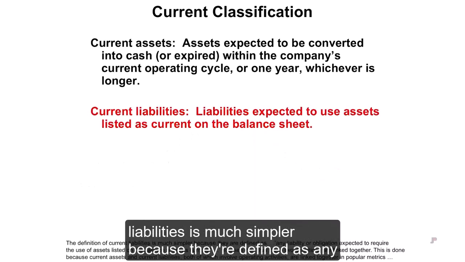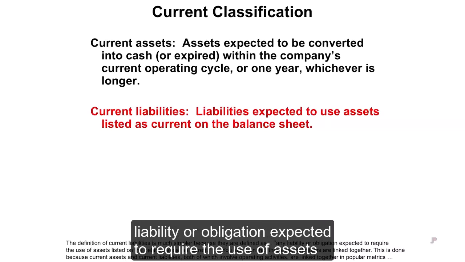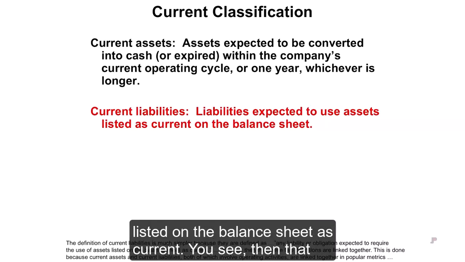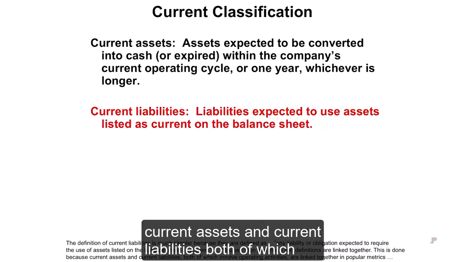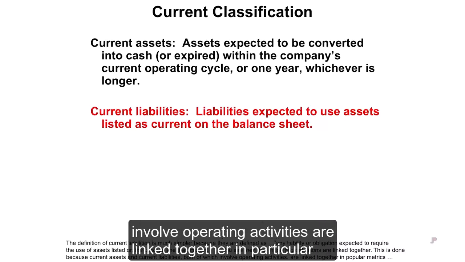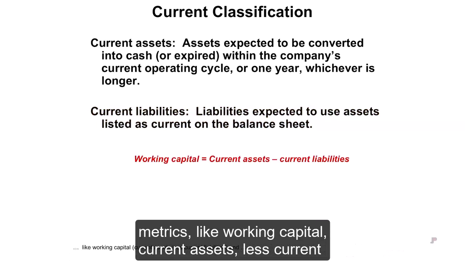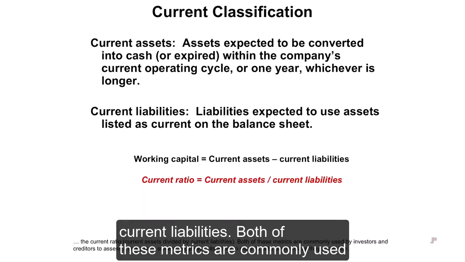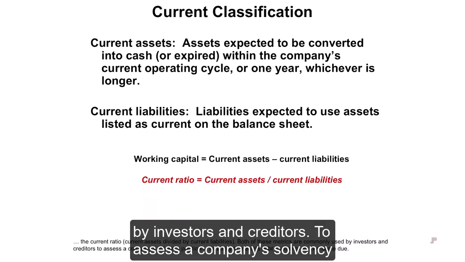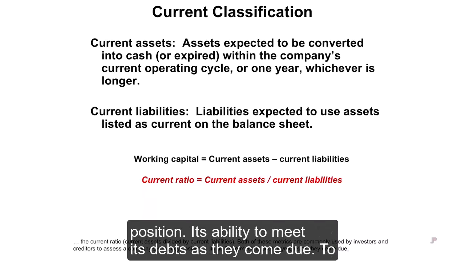The definition of current liabilities is much simpler because they are defined as any liability or obligation expected to require the use of assets listed on the balance sheet as current. You see then that these two definitions are linked together. This is done because current assets and current liabilities, both of which involve operating activities, are linked together in popular metrics like working capital, current assets less current liabilities, and the current ratio, current assets divided by current liabilities. Both of these metrics are commonly used by investors and creditors to assess a company's solvency position, its ability to meet its debts as they come due.